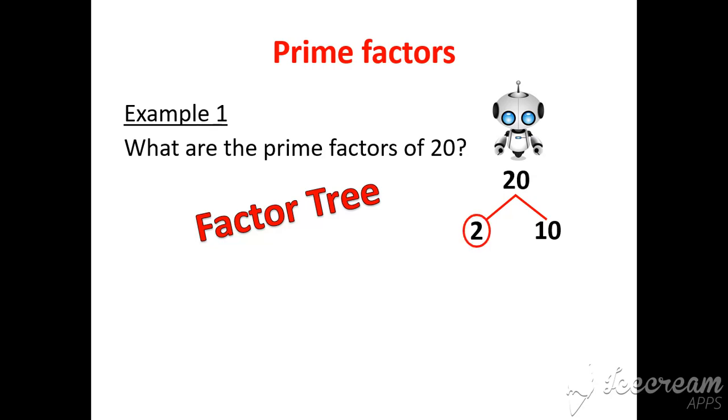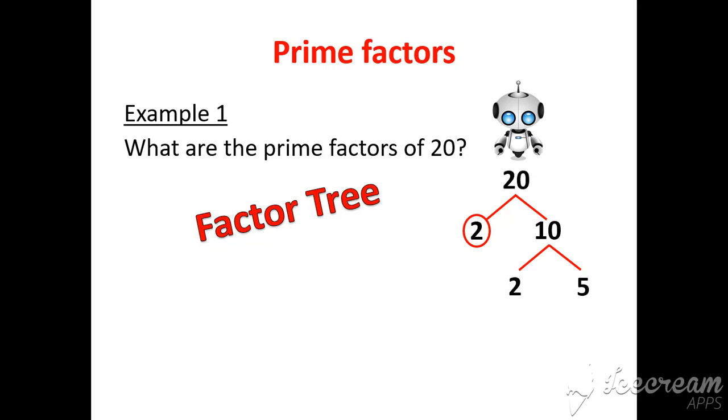Right, if we pick 2 and 10, we have to stop the branch of 2 because 2 is made up of 2 times 1, and we don't ever want to see a 1 on a factor tree. So we're not going to carry on that branch, it's going to stop. I like to put a circle around it once we stop. Now the 10 branch is going to carry on because what times what is 10? 2 times 5 is 10.